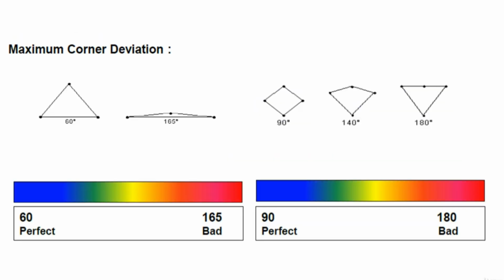The next parameter is the maximum corner deviation. If we are going to have a 3-sided element, it is going to range anywhere from 60 to 165. Likewise, if we are going to have a 4-sided element, we are going to have anywhere from 90 to 180. In order to get good meshing, you need to aim for a value very much nearer to 60 for a 3-sided element, and for the 4-sided element, the value of maximum corner deviation should be anywhere nearer to the 90 mark in order to achieve a good mesh.